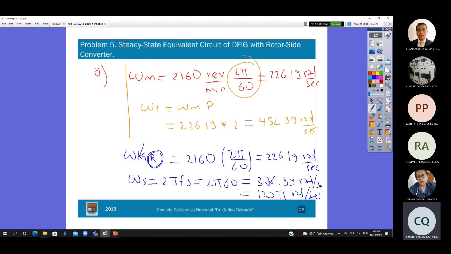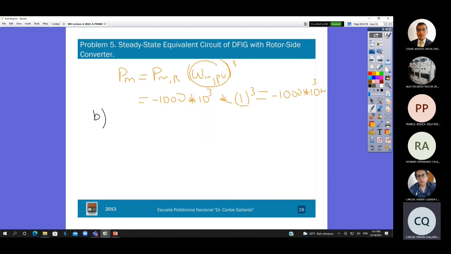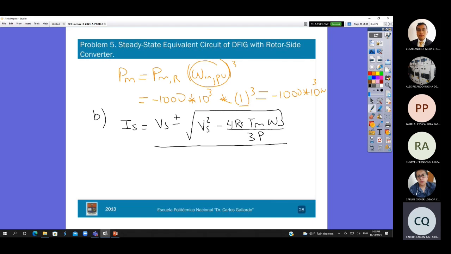Okay, so once again I will use the exact formula, the exact methodology. The stator current is equal to the stator voltage plus or minus the square root of the stator voltage squared minus 4 times the stator resistance times the electromagnetic torque for this new speed, which is the stator speed over 3 times the number of pole pairs, all over 2 times the stator resistance.